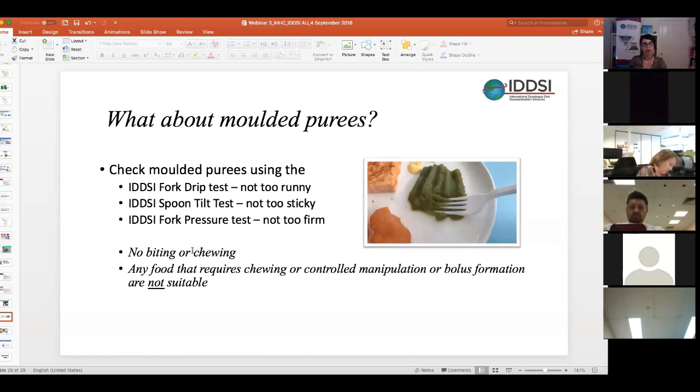So a reminder, no biting or chewing, and any food that requires chewing or controlled manipulation or bolus formation is not suitable. So you can test that yourself by taking a spoonful and putting it in your mouth. And if your first instinct is to chew it, then it's not suitable.